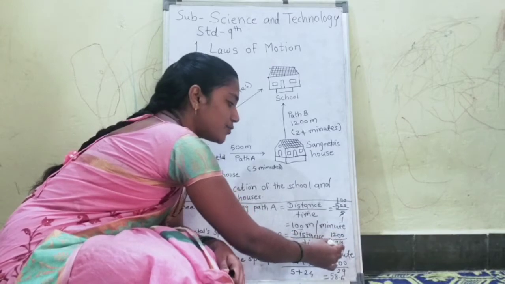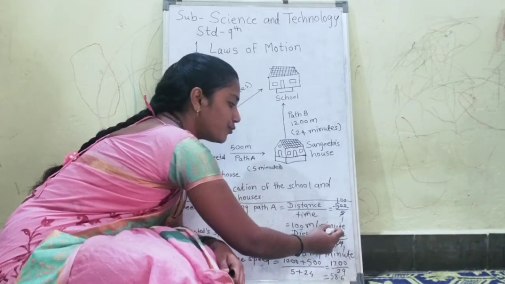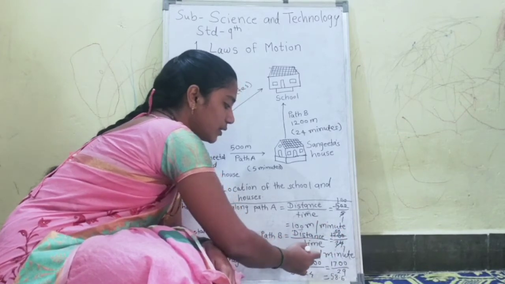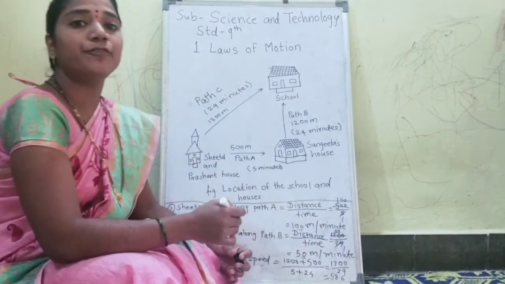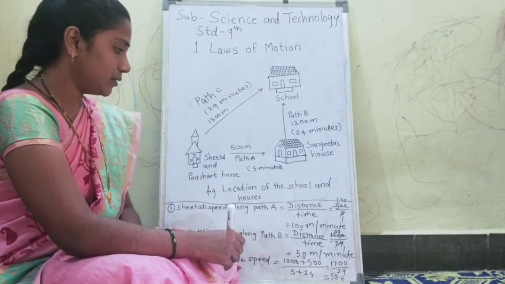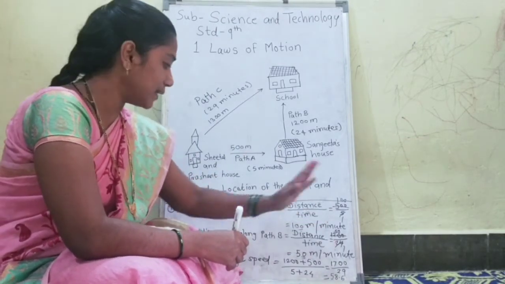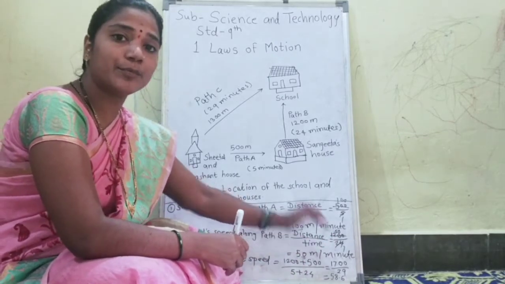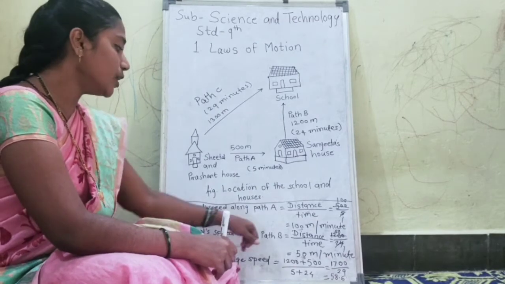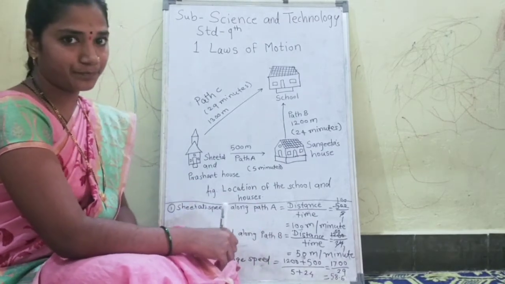24 ones are 24. 24 fives are 120. 0. This one 0. This will become 50. 50 meter per minute. When I divide 1200 by 24, I get the answer 50 meter per minute. This is Sheetal's speed along path B.